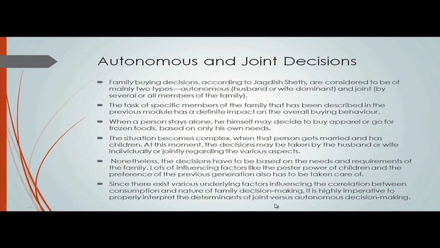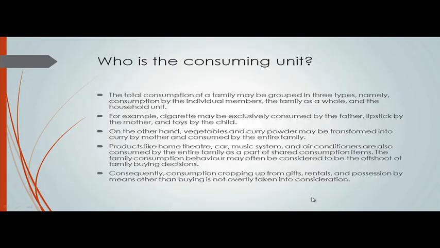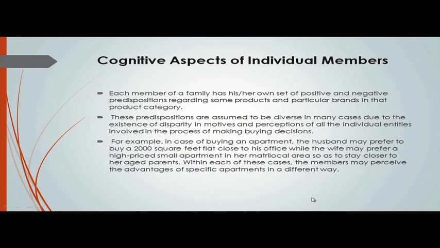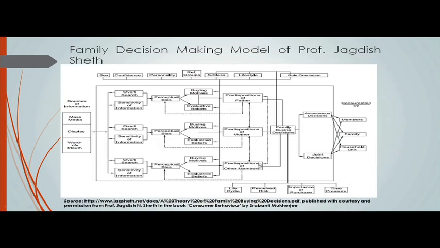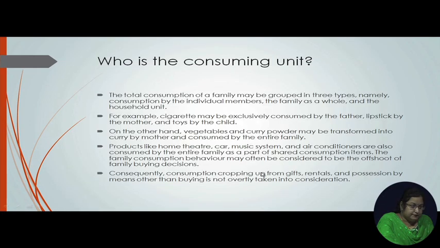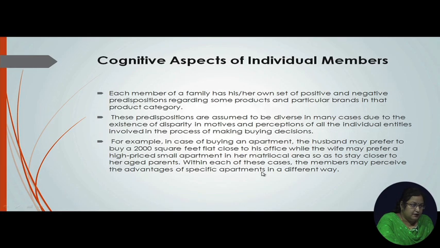Okay. So, there are many factors which act as determinants of joint versus autonomous decision making. I told you here these are these factors: life cycle, perceived risk, importance of purchase and time pressure. Apart from that, there are some cognitive aspects of the individual members, where you can see here also. So, we move ahead. What are the cognitive aspects of an individual member?